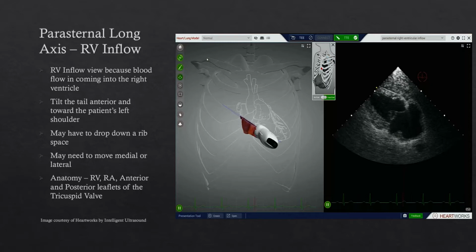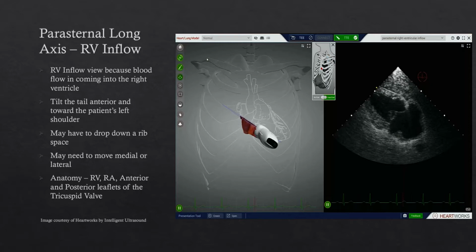You also may need to move a little more medial. You may need to move lateral a little bit. And this goes for pretty much any view that we're obtaining with echo. You may have to move around just a little bit. But again, right atrium, tricuspid valve, right ventricle. This is the anterior leaflet, posterior leaflet of the tricuspid valve. This is the only view typically where we can see the posterior leaflet of the tricuspid valve.